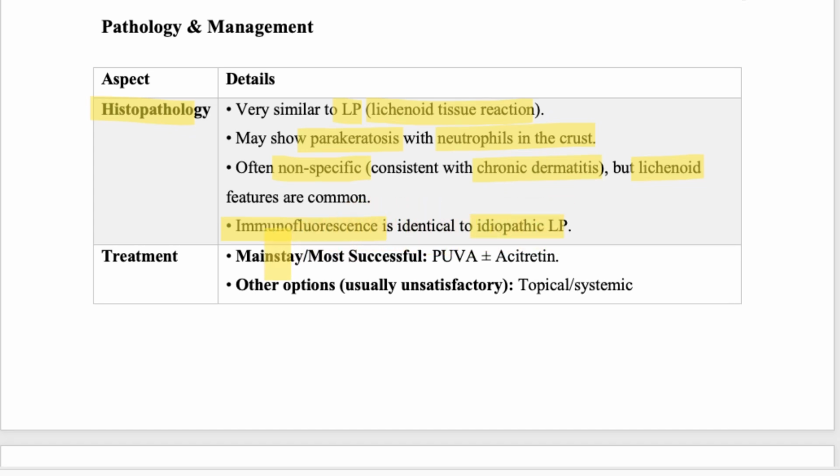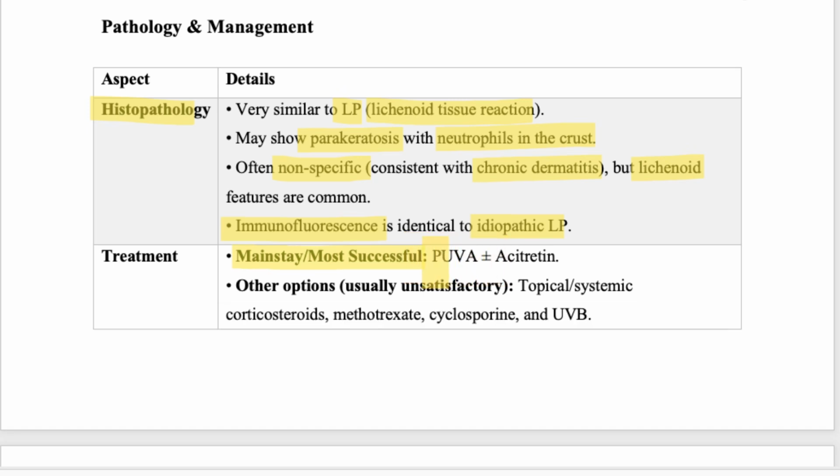Coming to the treatment part, the mainstay and the most successful treatment to date is PUVA therapy with or without an oral retinoid, which is acitretin. Other options are available definitely, but they are mostly unsatisfactory when compared to the mainstay or most successful treatment. They could be topical or systemic corticosteroids, other steroid-sparing agents like methotrexate, cyclosporine, and UVB therapy.